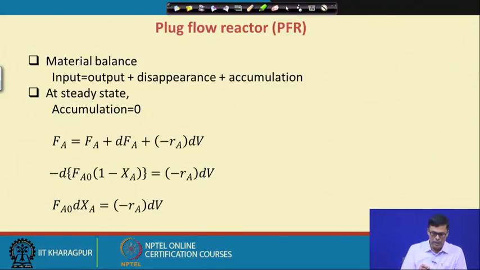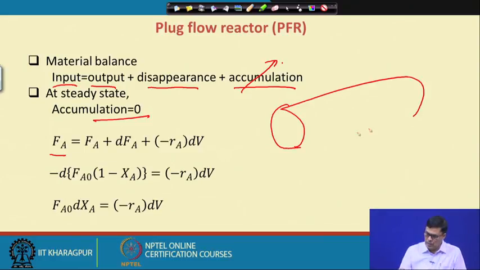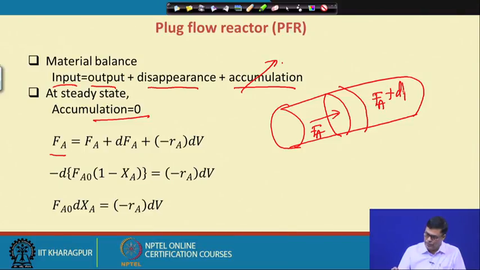So, what is the material analysis we have? Rate of input equals rate of output plus rate of disappearance plus accumulation. Under steady state condition, the rate of accumulation is equal to 0. This has been mentioned. So, what is the rate of input across the differential segment? I told you this is the tubular reactor, and we assume a differential segment here. Am I right? So, F A is coming in and F A plus d F A is going out. And the volume of the segment is d V.